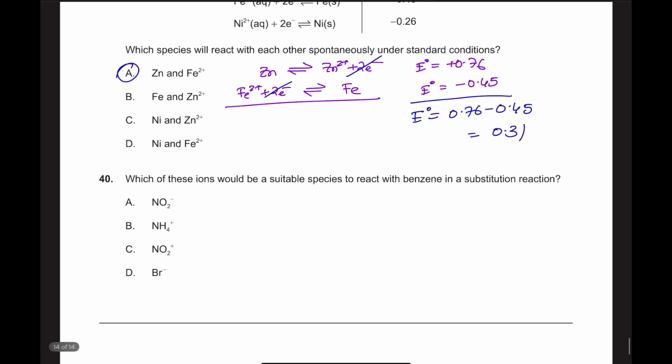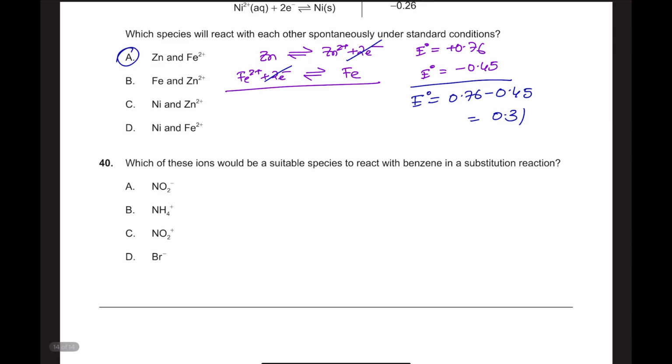That's it. Now the last question. Which of these ions would be a suitable species to react with benzene in a substitution reaction? Benzene shows an electrophilic substitution reaction. If you look at the options, NO2+ is the electrophile in the nitration reaction of benzene. The answer would be option C. A and D can be directly rejected. B can be rejected because NH4+ is not a strong electrophile. So for question 40, the answer is C.